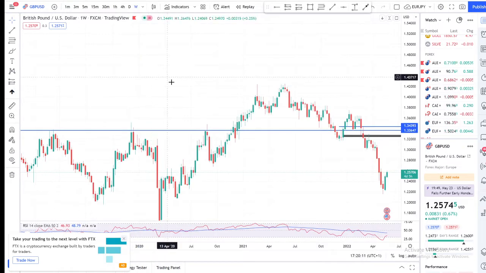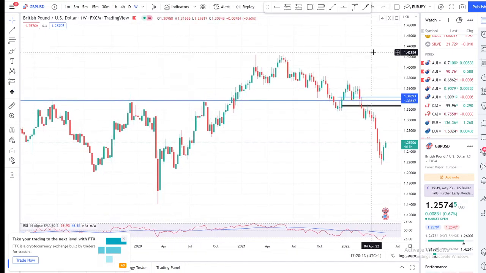Now, when you come to TradingView, I believe TradingView is usually on the candlestick kind of chart by default.